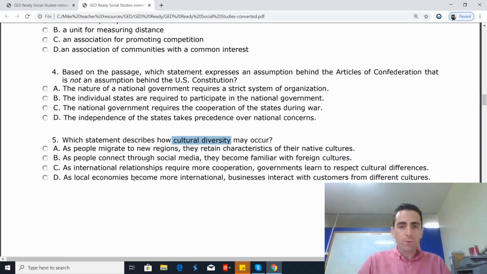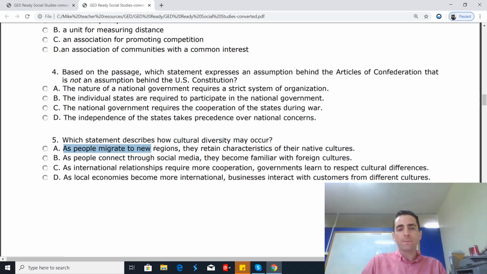As people connect through social media, they become familiar with foreign cultures. No. As international relationships require more cooperation, governments learn to respect cultural differences. Okay, remember the answer is how this may occur. How cultural diversity may occur. As local economies become more international, businesses interact with customers from different cultures. Now, I think it's A here.